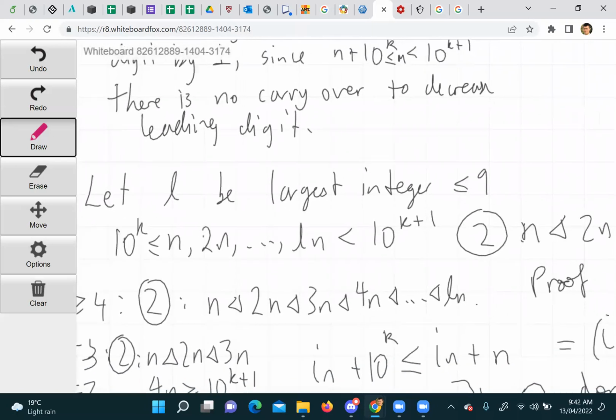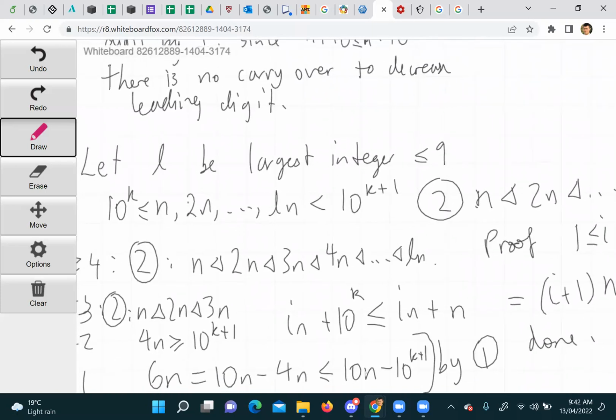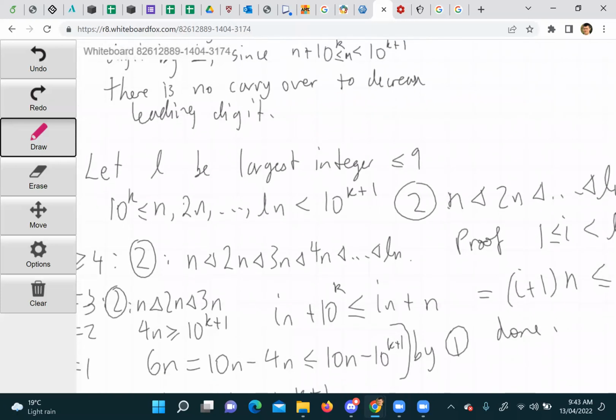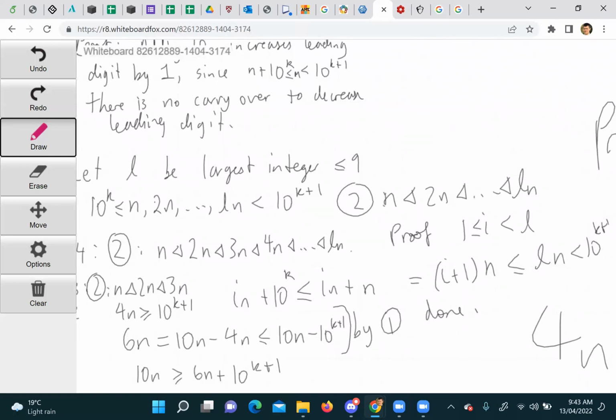the next part of the proof, which is also sort of the start of a lemma. So let L be the largest integer such that L doesn't increase the digits, yeah? So n, 2n, all up to Ln have the same number of digits as n, yeah? Then the conclusion can be written nicely. The conclusion is this, yeah?